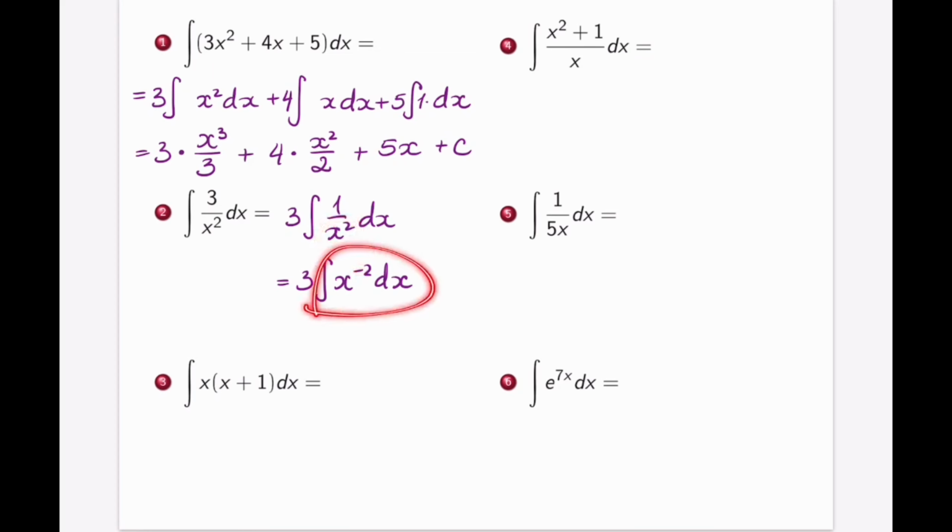Now this means that I can apply the power rule to it. It's going to be applied in the exact same way, except you just got to be a little bit more careful with the negative numbers. The rule is the same. We add 1 to this number and we divide by that number. So I'll rewrite my constant of 3 in the beginning, and then I have x to the minus 2 plus 1, over minus 2 plus 1. Overall plus a constant.